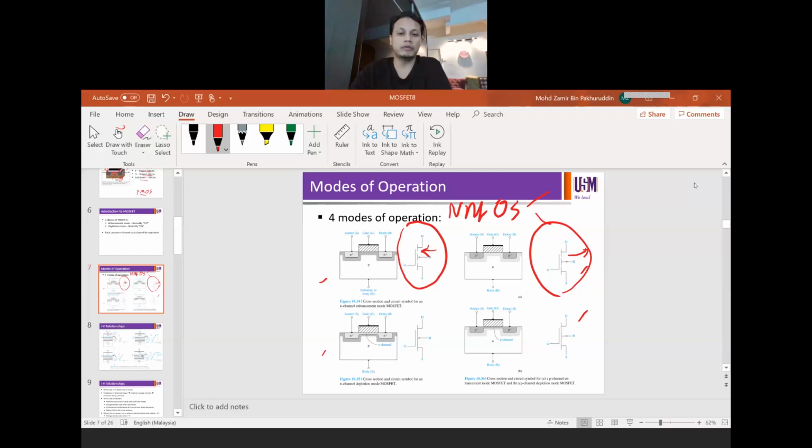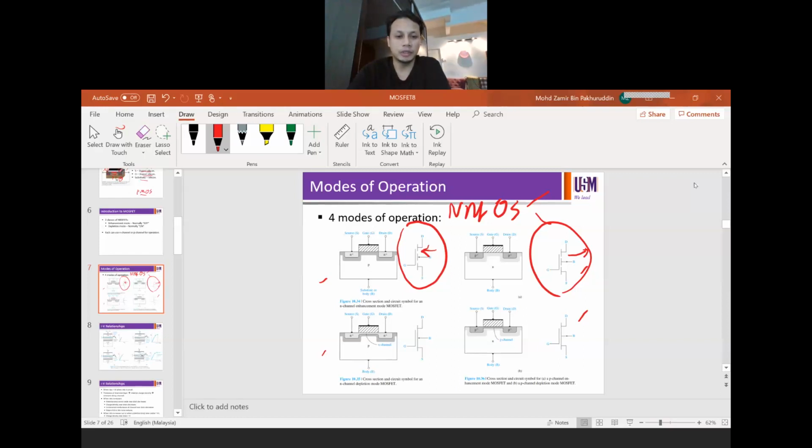So how do we distinguish between enhancement mode and depletion mode? Who did the presentation on MOSFET? How do you distinguish enhancement mode or depletion mode?